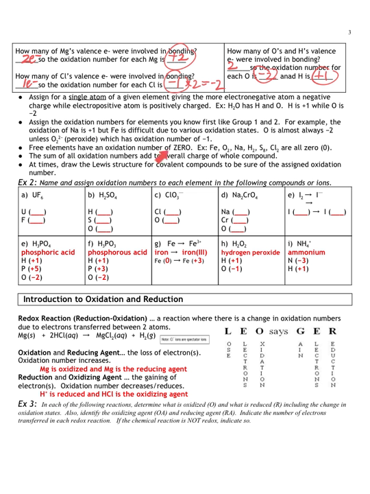Free elements have an oxidation number of 0. So if you take a look at all these free elements, now some of them are diatomic, so be careful. The diatomic ones are free elements, and they like to exist diatomically because otherwise they wouldn't be stable to exist. So all of these have an oxidation number of 0. The sum of all the oxidation numbers adds up to the overall charge of the whole compound. At times, draw the Lewis structure for covalent compounds to be sure of the assigned oxidation number.